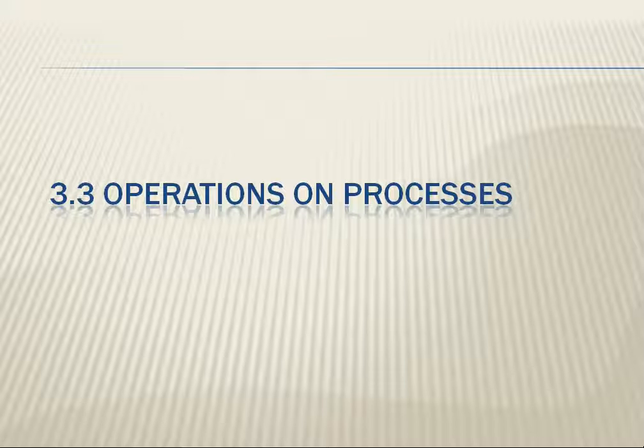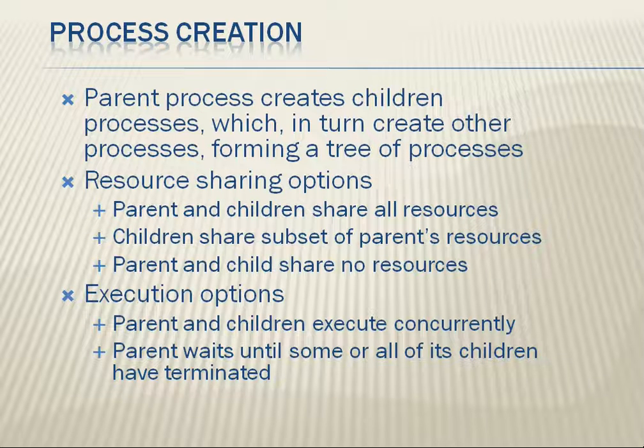Now we'll move on to operations on processes. The first operation that can be carried out on a process is its creation. A parent process creates child processes, which in turn create other processes, forming a tree of processes. When a parent process creates child processes, we have options for resource sharing. The first option is that parent and children share all of the resources among themselves. The second option is that children share a subset of the parent's resources. And the third option is that parent and children share no resources.